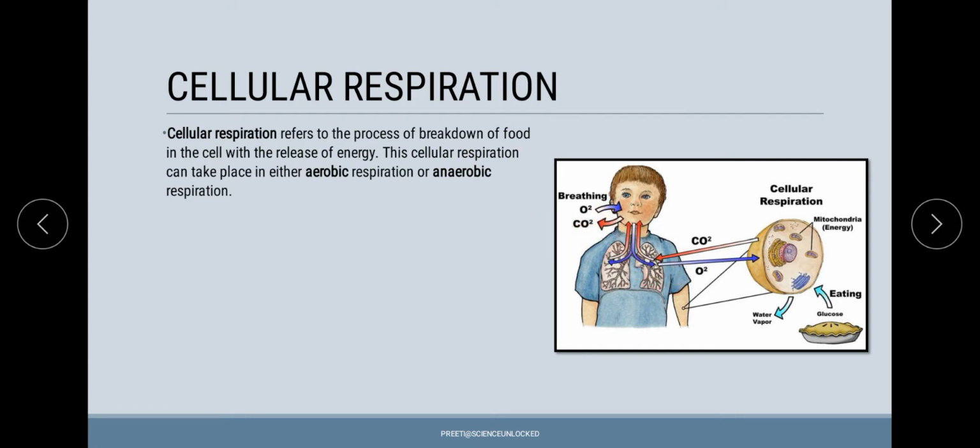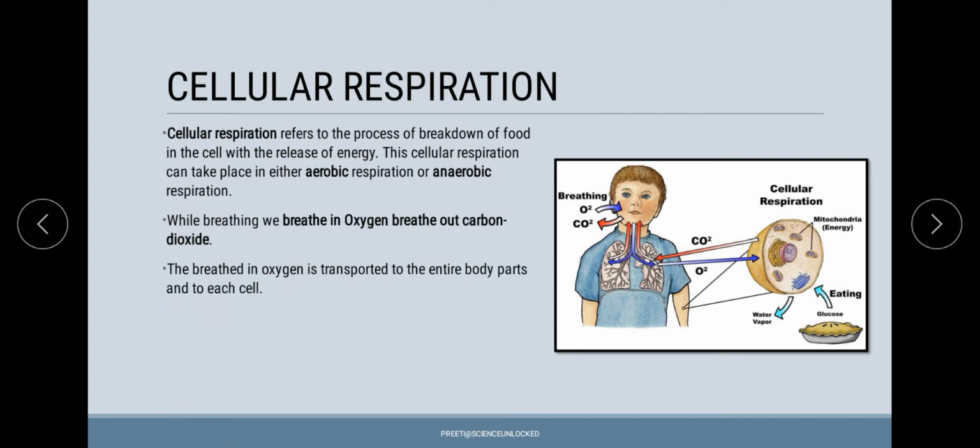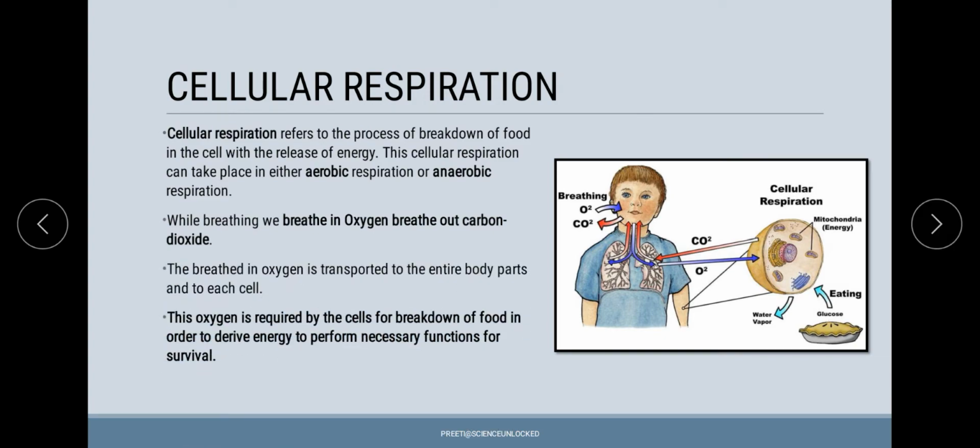Each and every cell of the body is doing the same thing. That is why it is considered cellular respiration, where we breathe in oxygen and breathe out carbon dioxide. This whole process is very important for survival. That is why we are taking up this chapter.